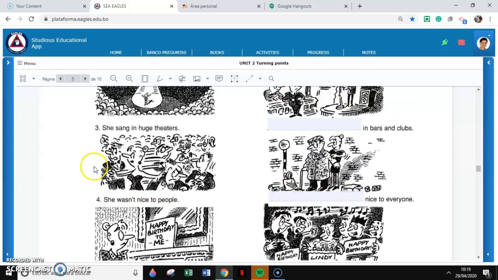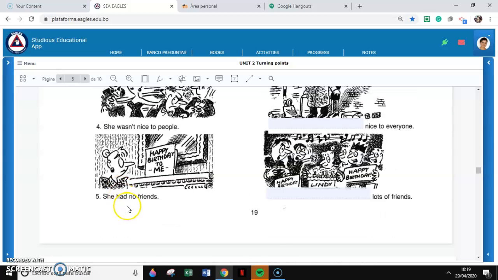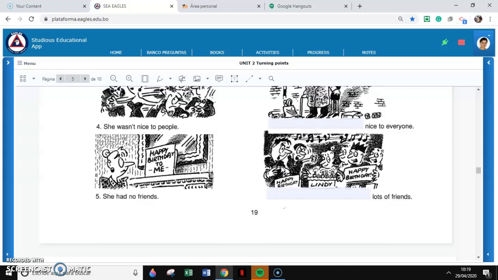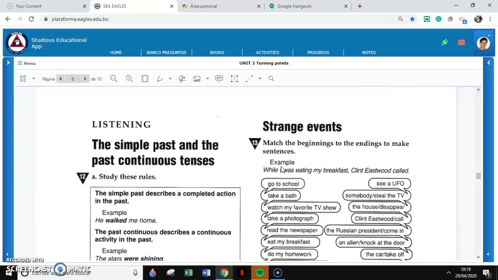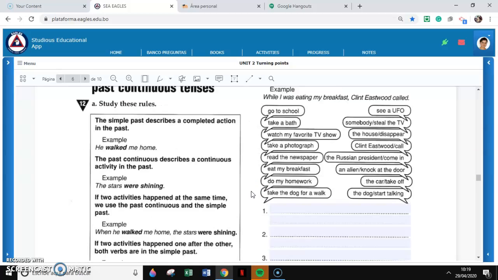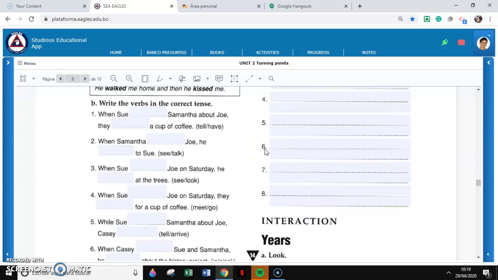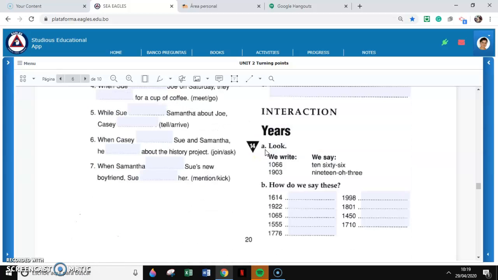So please complete exercises 3, 4, and 5. Don't forget to use the past perfect tense, had. And now let's have a look at page 6. And here I would like you to complete exercise 12 and 13. I will make another video to help you out with this page.